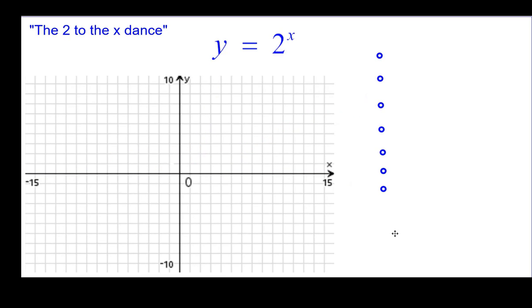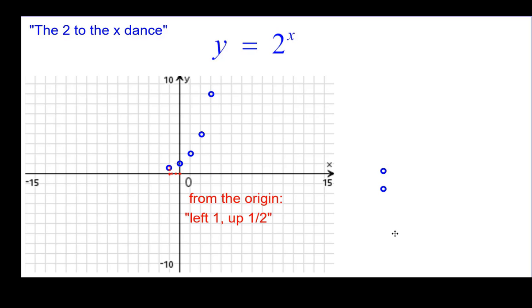So what does the y equals 2 to the x graph look like? Well, again, we'd start off with the y-intercept. Would be a good place to start. And then from the origin, we go right 1 and up 2, because 2 to the first power is 2. Right 2 and up 4, because 2 squared is 4. And right 3 and up 8, because 2 to the third power is 8.